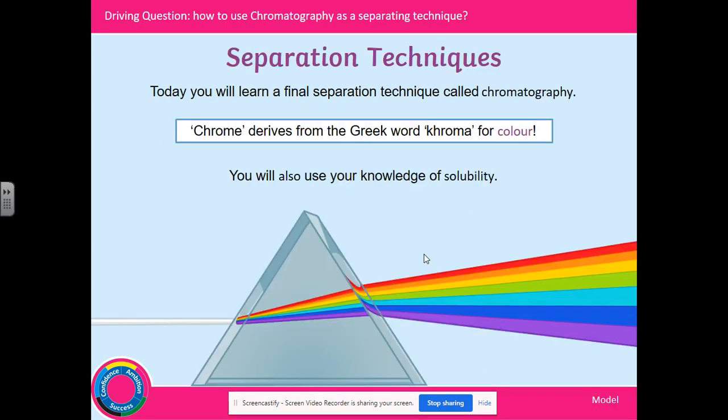Today, you will learn a final separation technique called chromatography. The word chrome derives from the Greek word chroma, which stands for color. You will also use your knowledge of solubility. If you do not remember what the word solubility means, I'm going to ask you to pause the video and go look for the word solubility before moving on, because we will be using this term in our lesson.